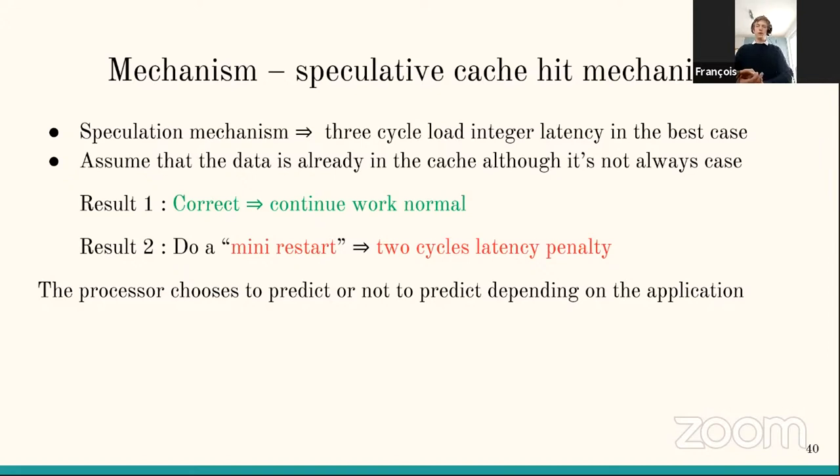And if it's not the case and the data is not in the cache, then you do a simple mini restart with a two-cycle latency penalty. And again, this mechanism is not the best for all applications. For applications with very good locality, with a huge array for example, it's a very good thing. But for applications with poor locality, it's not a good mechanism. So the processor can decide not to use this feature, such that it doesn't lose time for bad applications, for example. So this is the last important mechanism for speculative execution.